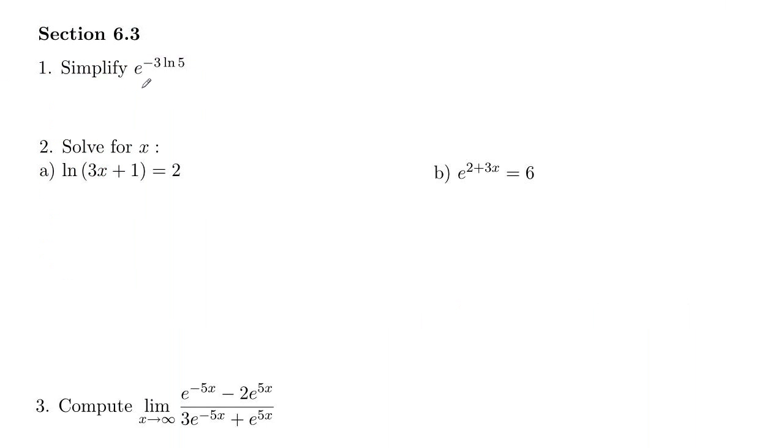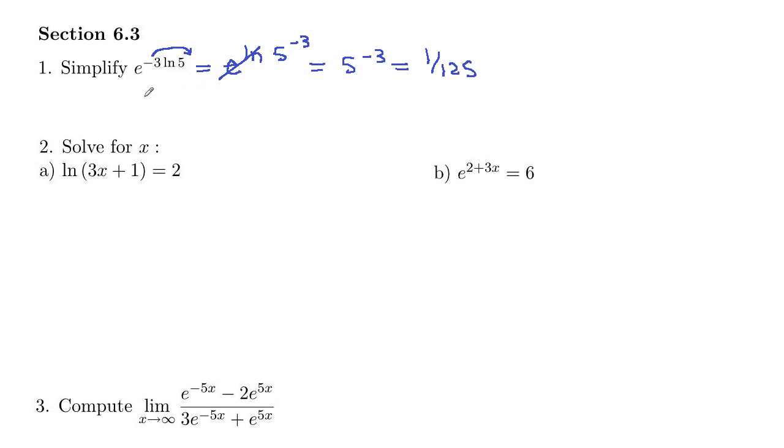So in problem 1 here, we want to use the cancellation laws to simplify this expression. Remember that exponents inside logs can factor up and down. So we can take that -3 and put it as an exponent over the 5. So this is e to the natural log of 5 to the -3 power. Then, by the cancellation law, e and ln cancel each other, so we just get 5 to the -3, which is 1 over 5 cubed, or 1 over 125.